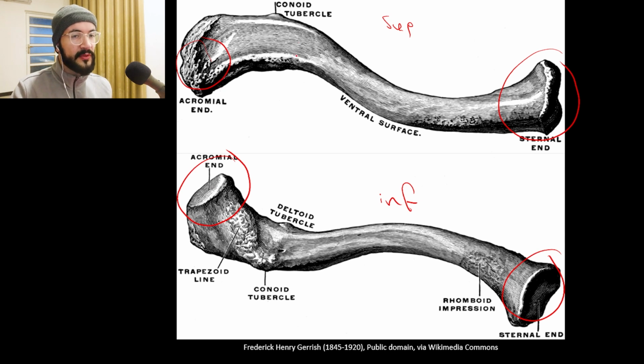From the superior view, we can see that the clavicle surface is smooth compared with the inferior view, and we can see the conoid tubercle where it connects with the conoid ligament. On the inferior surface, we can see the deltoid tubercle where it connects with the deltoid muscle, and we have the trapezoid line and the conoid tubercle, which is also seen on the superior view, and that is where it connects with the trapezoid and conoid ligaments respectively. And we also have the rhomboid impression.